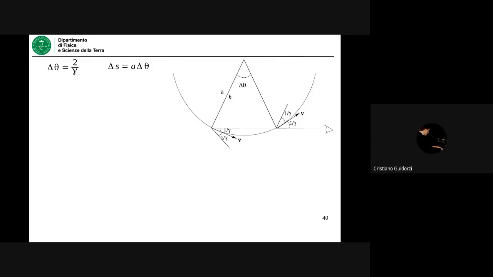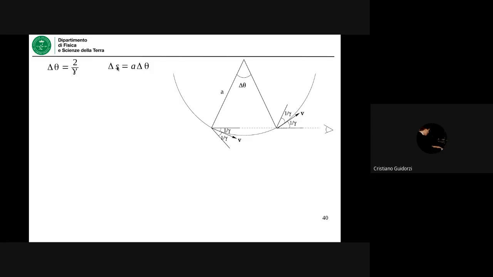Now, let's call A the radius of this. A is nothing but the curvature radius, the radius of the circular trajectory that is instantaneously described by the electron. Please make sure you're not confused. I'm just following the notation of Rybicki and Lightman. A is not acceleration. A is just a curvature radius.